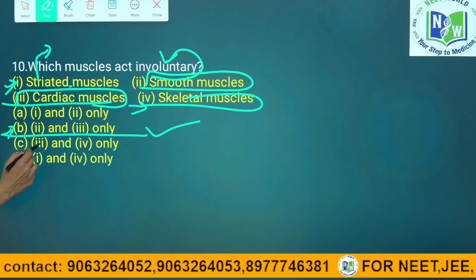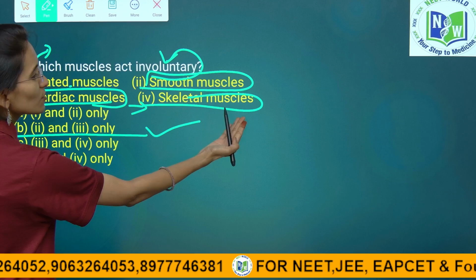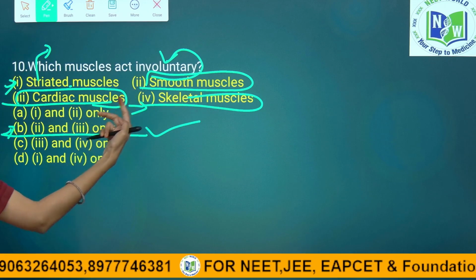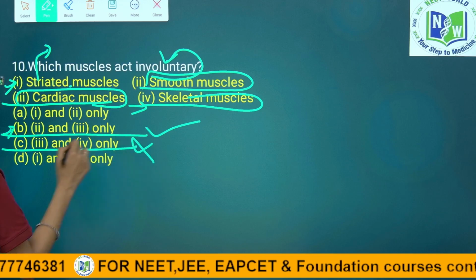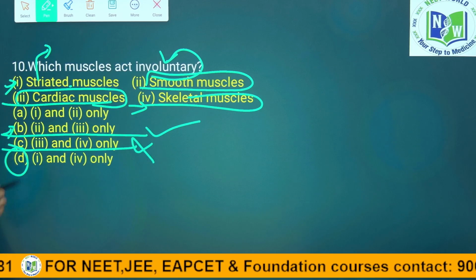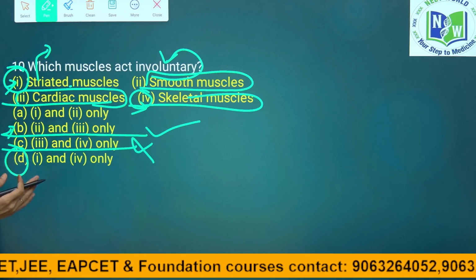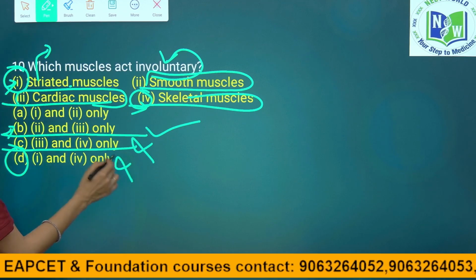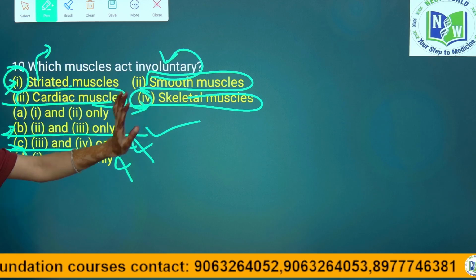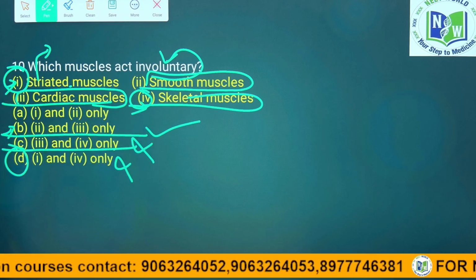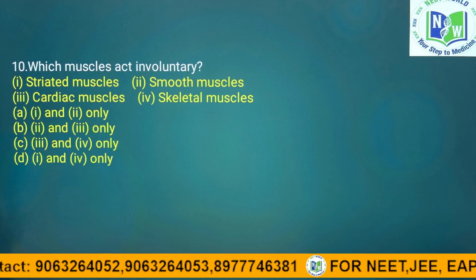And option C is 3 and 4 only. What is 3? Cardiac muscle and skeletal muscle, which means it is involuntary and it is voluntary. So, these are incorrect matched pairs. So, this is also wrong. And option D is 1 and 4. Yes, again similar. Both are involuntary only. So, this is also a wrong option. So, the right option will be option B. Cardiac muscles and smooth muscles are involuntary in function. Yes. Now, we are going to solve the next question.